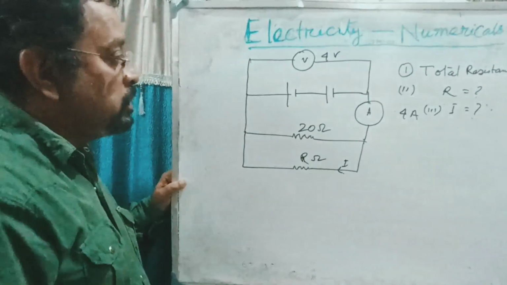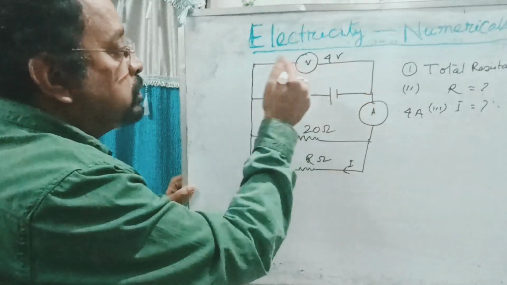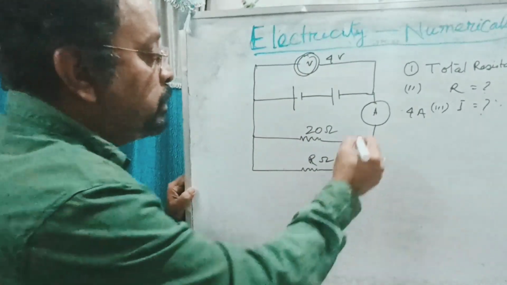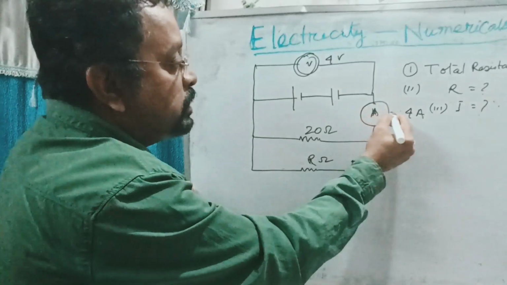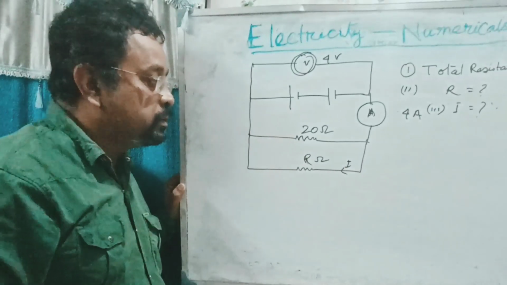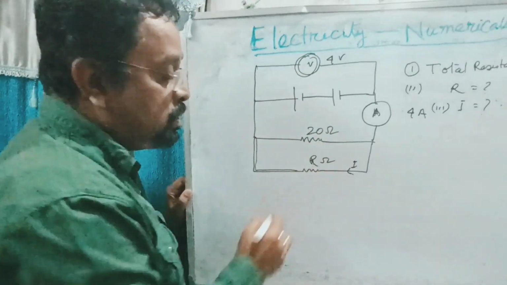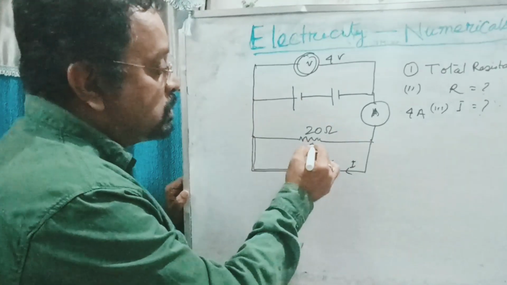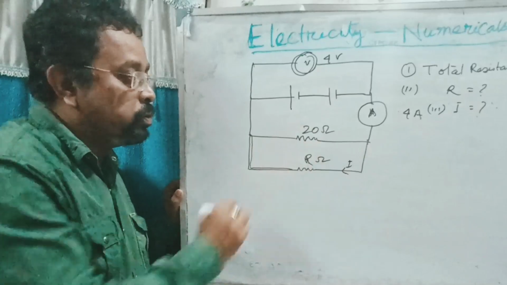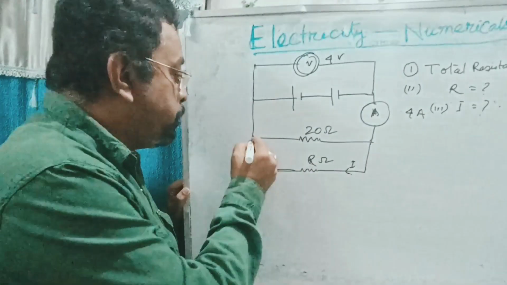See the circuit. Now the voltage across is V equal to 4 volt. Here is an ammeter, and this ammeter reads 0.4 ampere. That means the current I is equal to 0.4 ampere. Now these two resistors: this is an unknown resistor R, and this is your known resistor, 20 ohm. This is R ohm and this is 20 ohm. Obviously you can see these two resistors are in parallel connection.